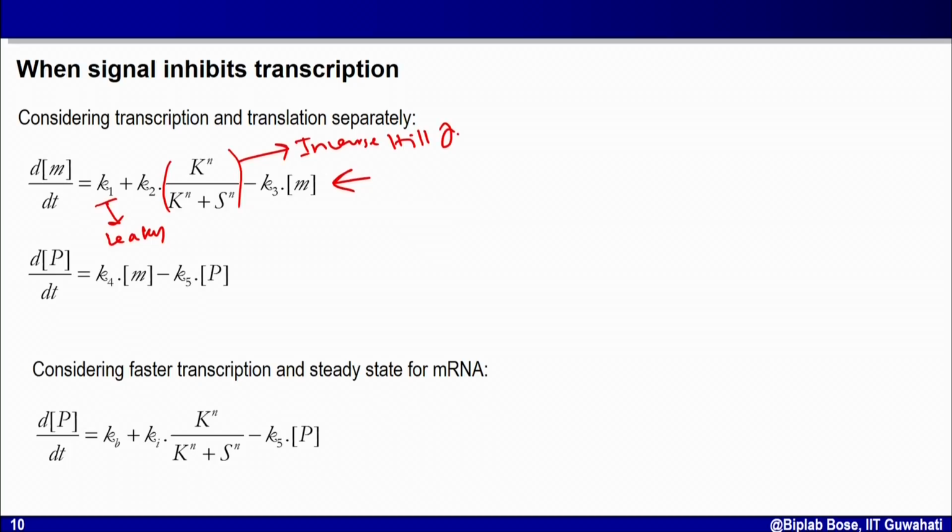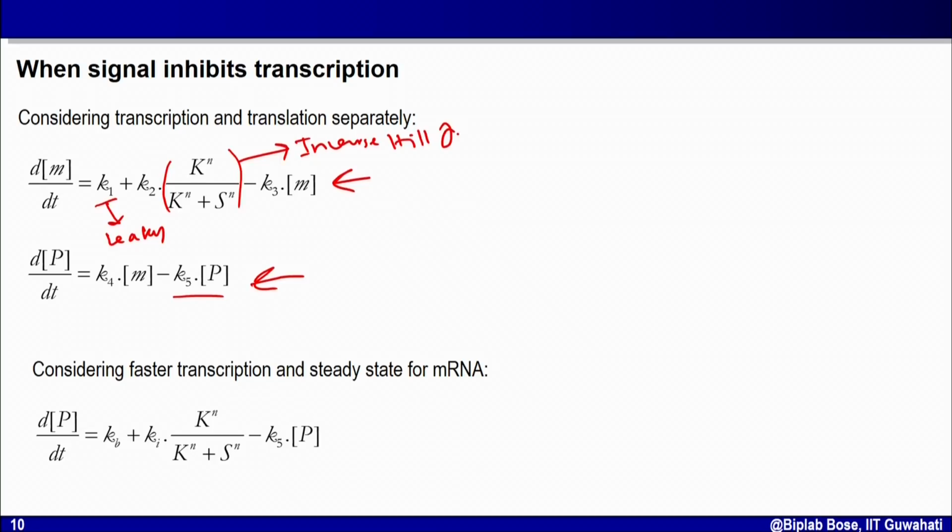K3 into M is nothing but the rate of first order degradation of mRNA. And the second ODE shown here, dp/dt, is K4 into M, the rate of translation of the protein, which depends upon the concentration of mRNA present, minus degradation of the protein, K5 into P. Now just like the previous one, here also I can consider that transcription is much faster than translation, and the mRNA reaches a steady state much before the protein reaches a steady state.